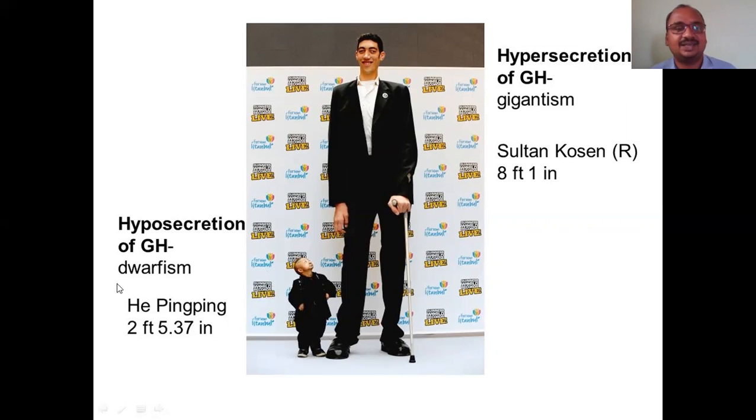And hyposecretion, a very small amount of secretion, causes dwarfism. If you remember gigantism, the opposite word is dwarfism. He Pingping, like Xi Jinping, the China president, the name sounds like that. Two feet 5.37 inches is the height. See how he is looking up towards the tallest person like that.